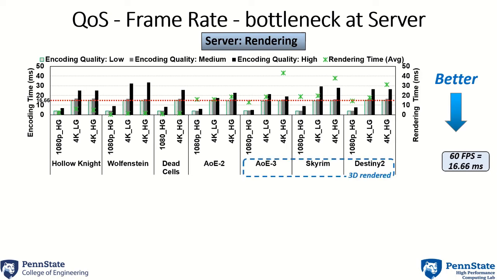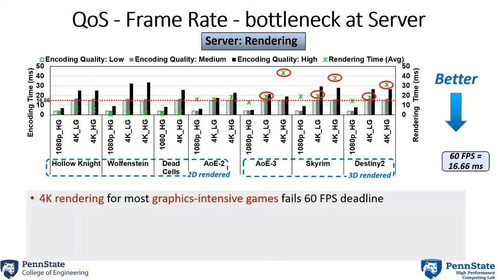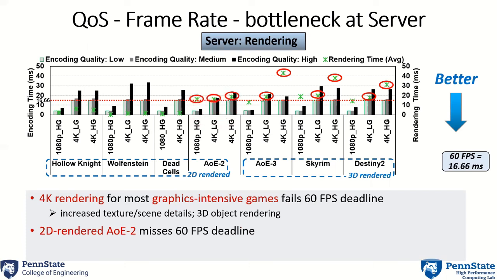The games are clustered according to their graphic settings, with the 3D rendered games on the right and the 2D rendered games on the left. The rendering time for each of the settings is represented by the green asterisk. The key observation is that when rendering graphics-intensive games at 4K, all of them fail the 60 FPS deadline. This was mostly due to the increased complexity of 3D object rendering as well as increased computation due to the rich texture content in these games. Note that the 2D rendered AOE 2, that is Age of Empires 2, also suffers from reduced frame rate.